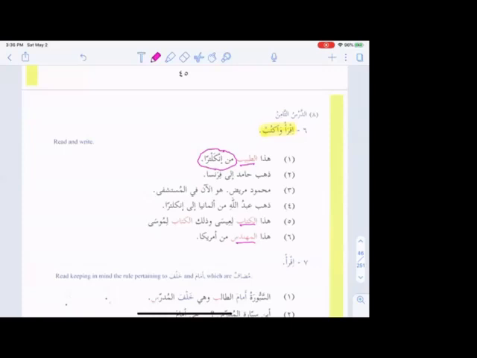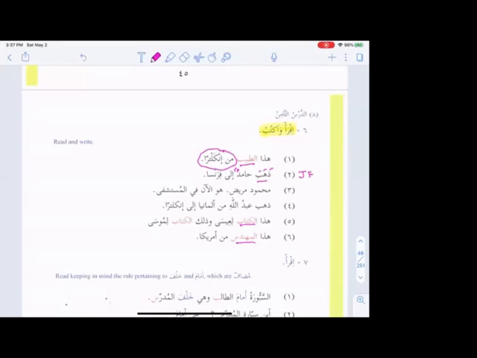Oh, what is this? Zahaba. This is jumla failure. Zahaba fail. There has to be a fail. So where is the fail? Hamidun. Zahaba Hamidun ila Franza. Hamid went to France. Mahmudun maridun. Huwa al-ana fil mustashfa. He's in the hospital.